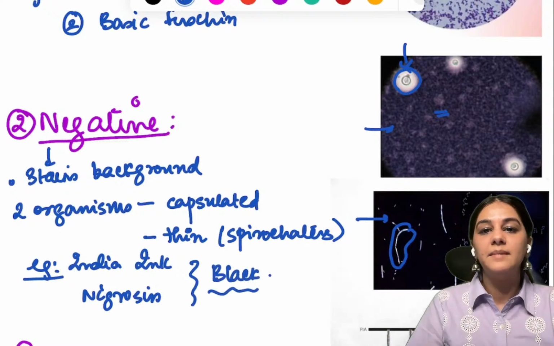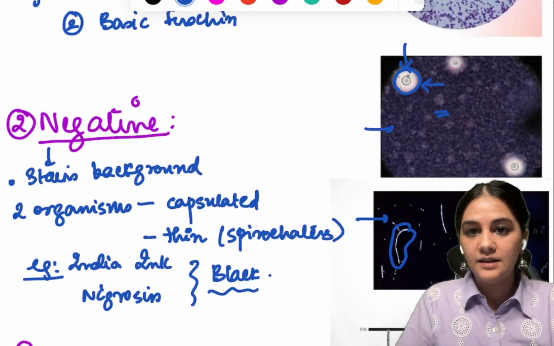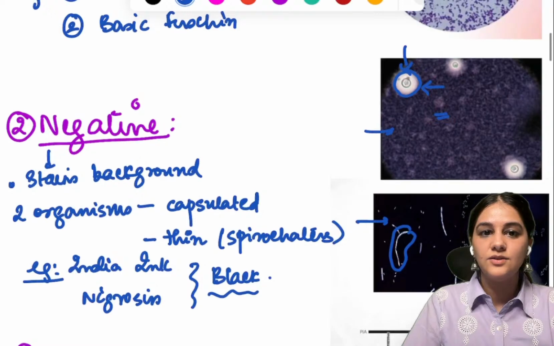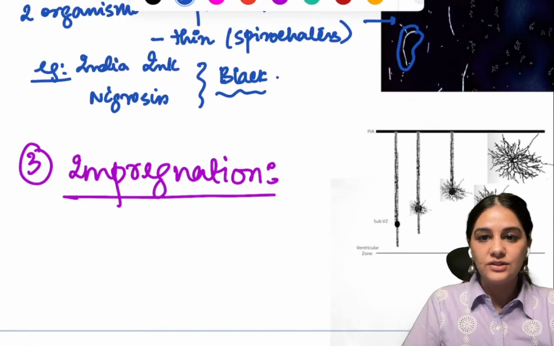And against the black background, you are able to see organisms visible, right? Brightly visible. So that is your negative staining. Third, I'm going to talk about the impregnation staining.